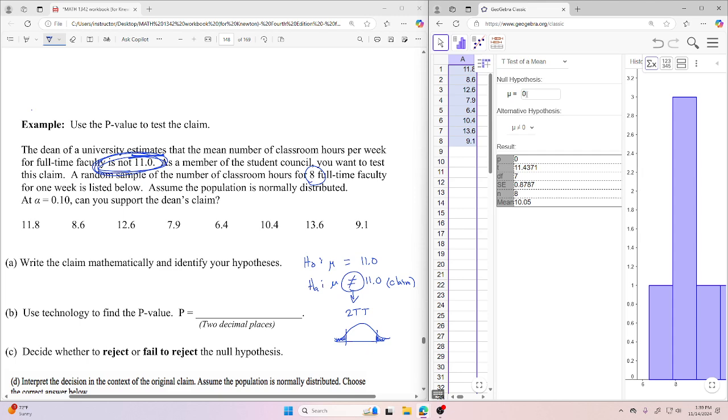So yeah, I'm going to use the t-test because again, I don't have it. What was the mean though? What's the mu that I'm putting in?